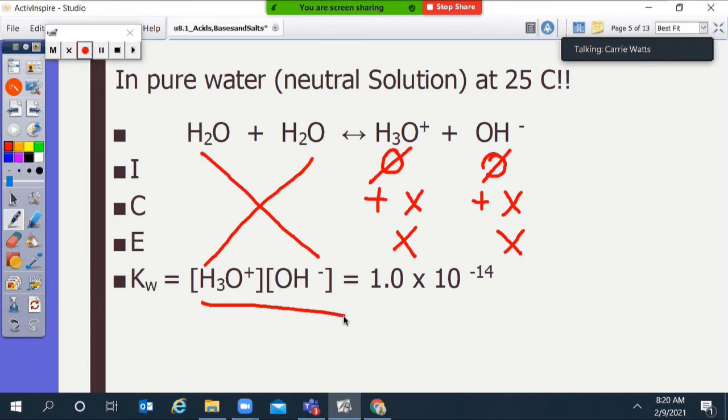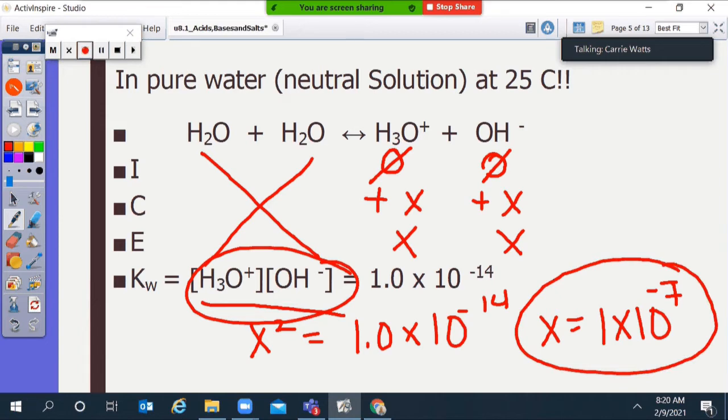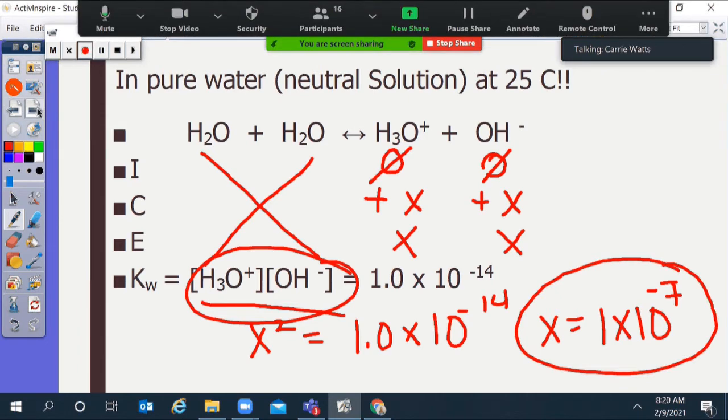So you can see that if we plug x into our Kw equation, we will have x squared equals 1 times 10 to the negative 14th. If we solve for x, we take the square root of 1 times 10 to the negative 14th, which is 1 times 10 to the negative 7th. Okay, now we're going to learn what that 1 times 10 to the negative 7th means.